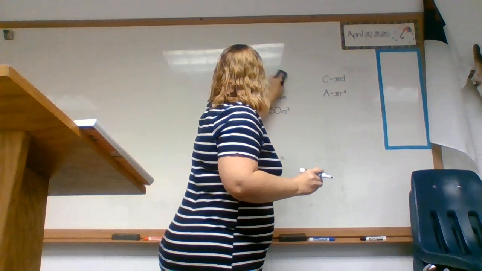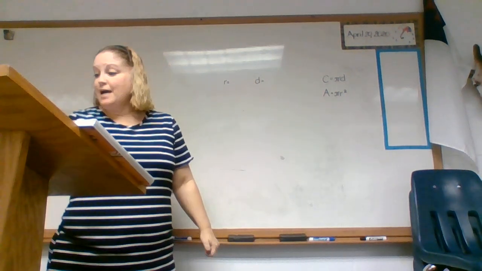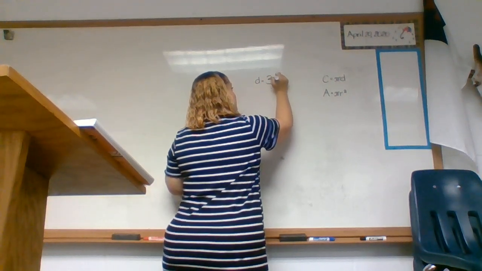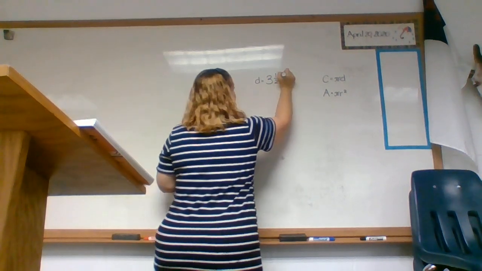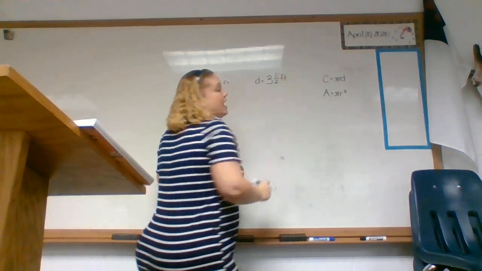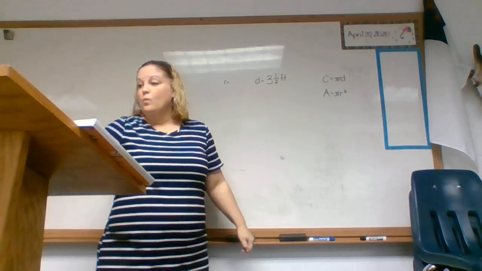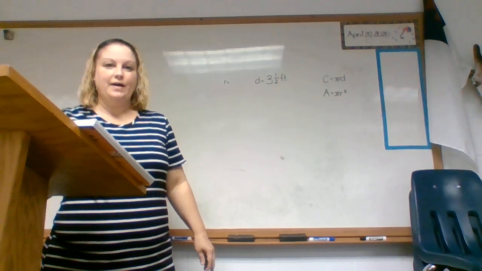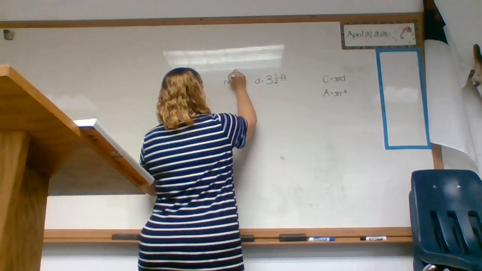We'll erase that. Notice this time they give us the diameter, 3 1/2. Is it inches? Feet, 3 1/2 feet. Let's go back and fill in the radius. What is it going to be? Well, we know half of 3 is 1 1/2. What is half of half? A quarter.